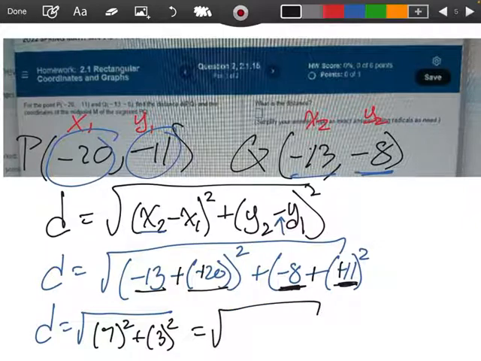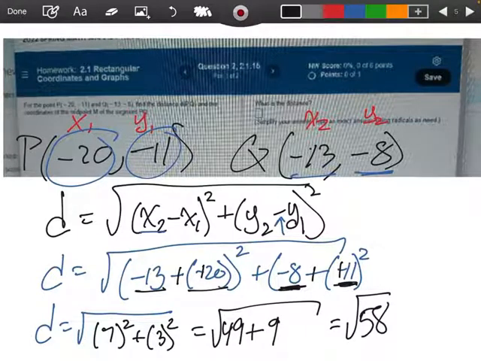Okay. So now we can do the next part. 7 squared is 49. 3 squared is 9. That's going to give me the square root of 58. Okay. Now, I might be done, but I may not be done. So what we're going to do is we want to see, can we simplify? Can we break down the square root of 58?